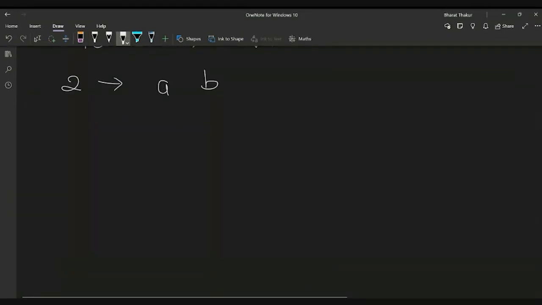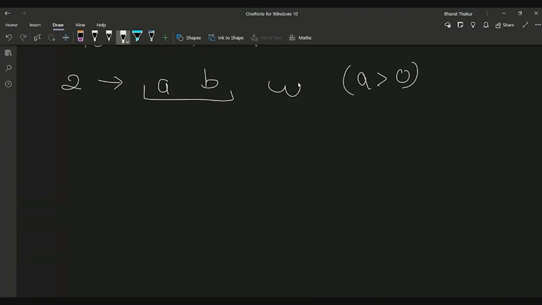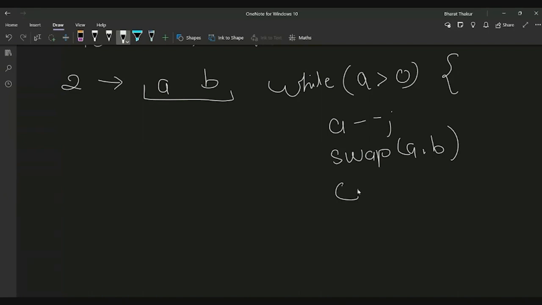So now we will start thinking about what we can do. One thing is we can just apply what is given. I will keep applying the operation until A is greater than 0. So I will write while A is greater than 0. What will I do? I will decrement A by 1, I will swap the values of A and B, and I will also count how many operations are performed. On the basis of count, I will say who won and who lost. Okay.